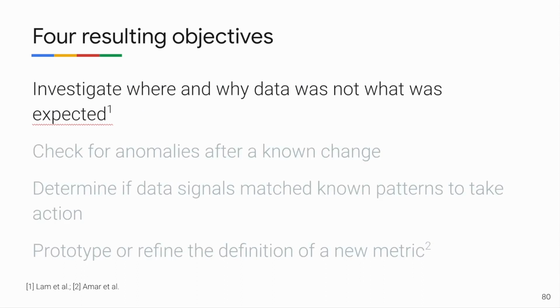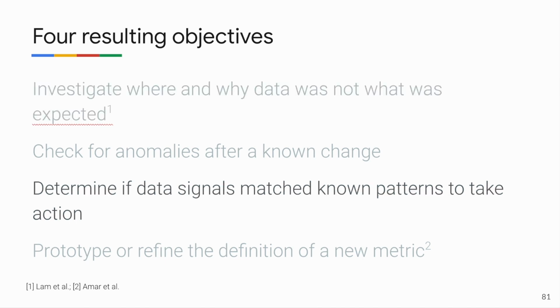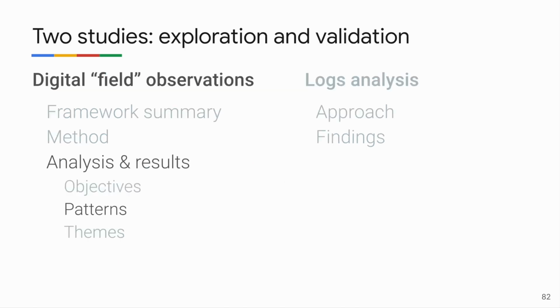Some of these mapped directly to prior work. For example, investigating where and why data was not what was expected was very similar to the previously identified goal of identifying a main cause. Whereas determining if data signals matched known patterns had not been previously identified. We found participants only did this when they had extremely specialized domain knowledge and when their objective in analysis was something they had performed repeatedly, something you may not observe in a controlled lab setting.